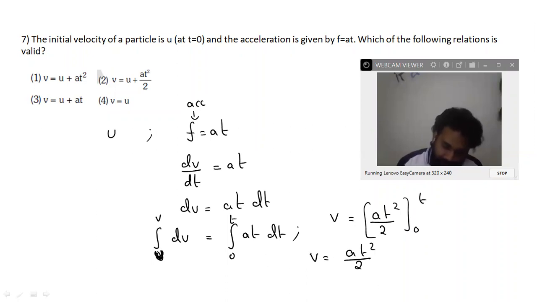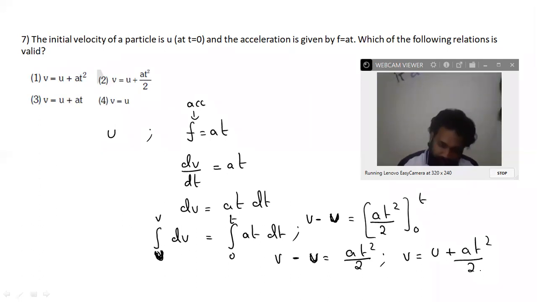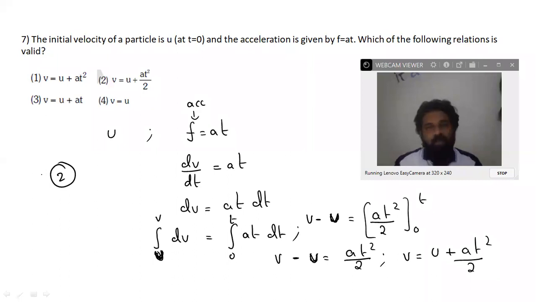Okay, so we can write here v minus u. This left hand side is v minus u. So v minus u is a t square by 2. So v is equal to what? u plus a t square by 2. Okay, so option 2 is the correct answer. Option 2 is the correct answer.